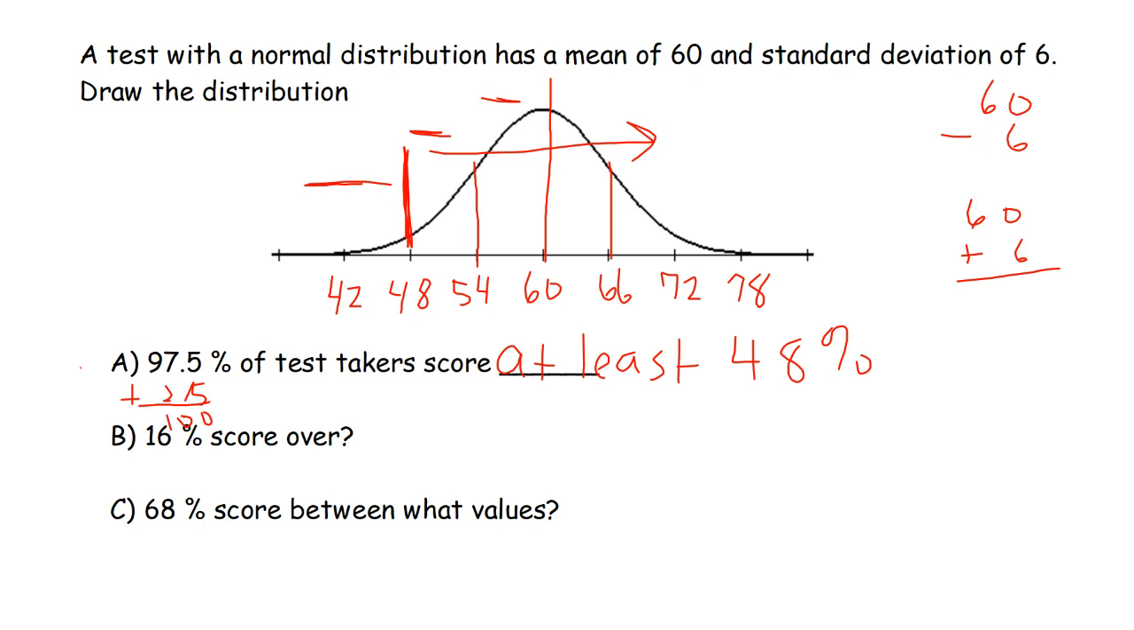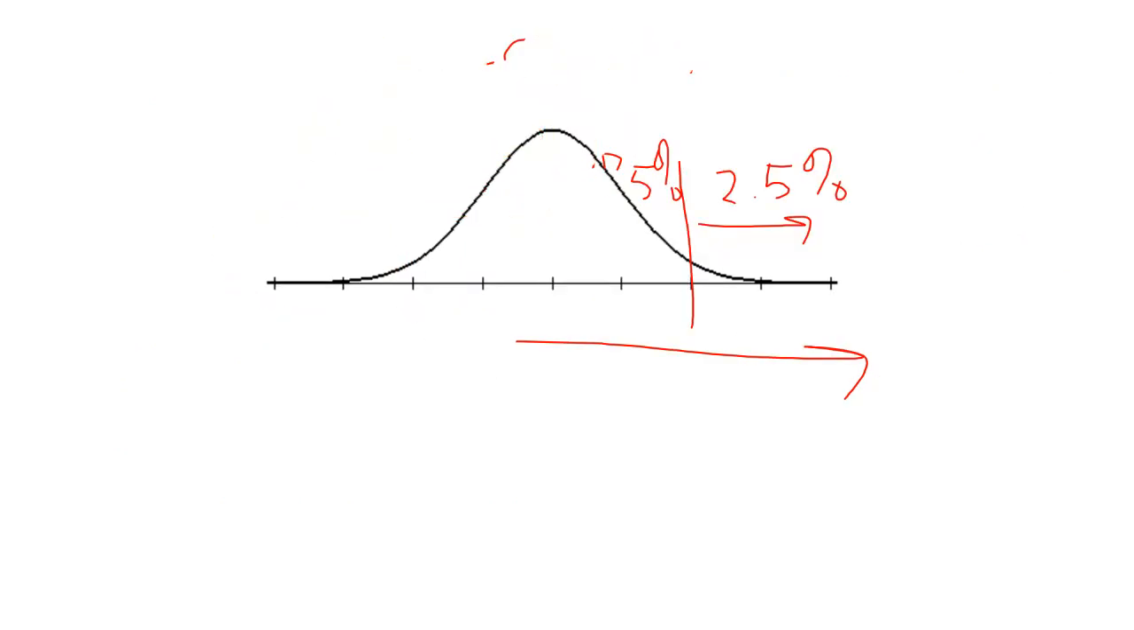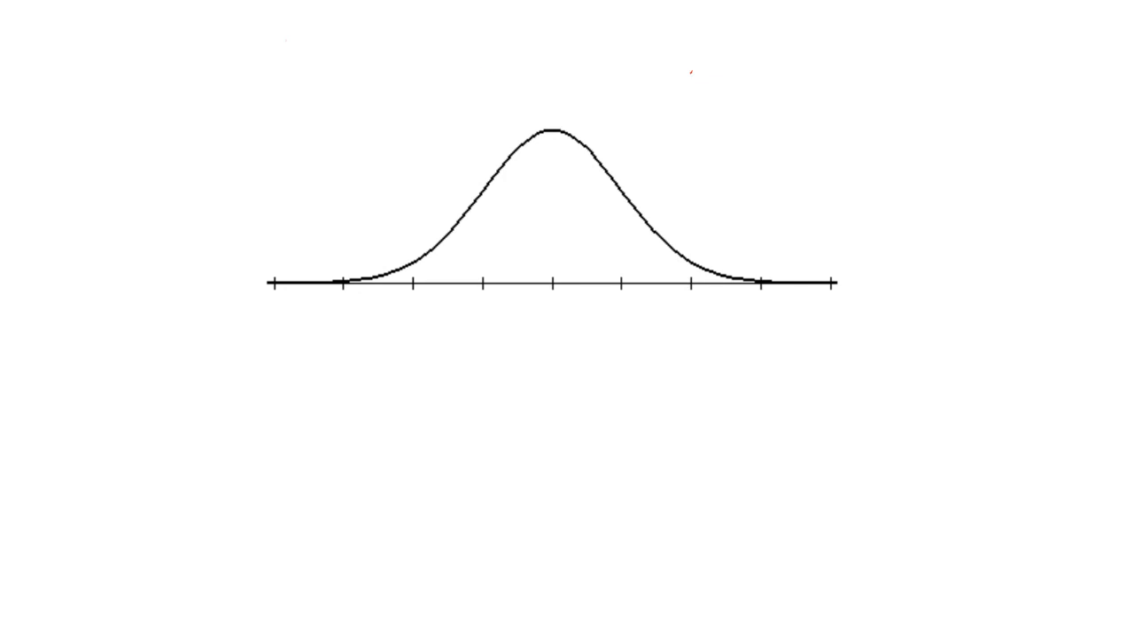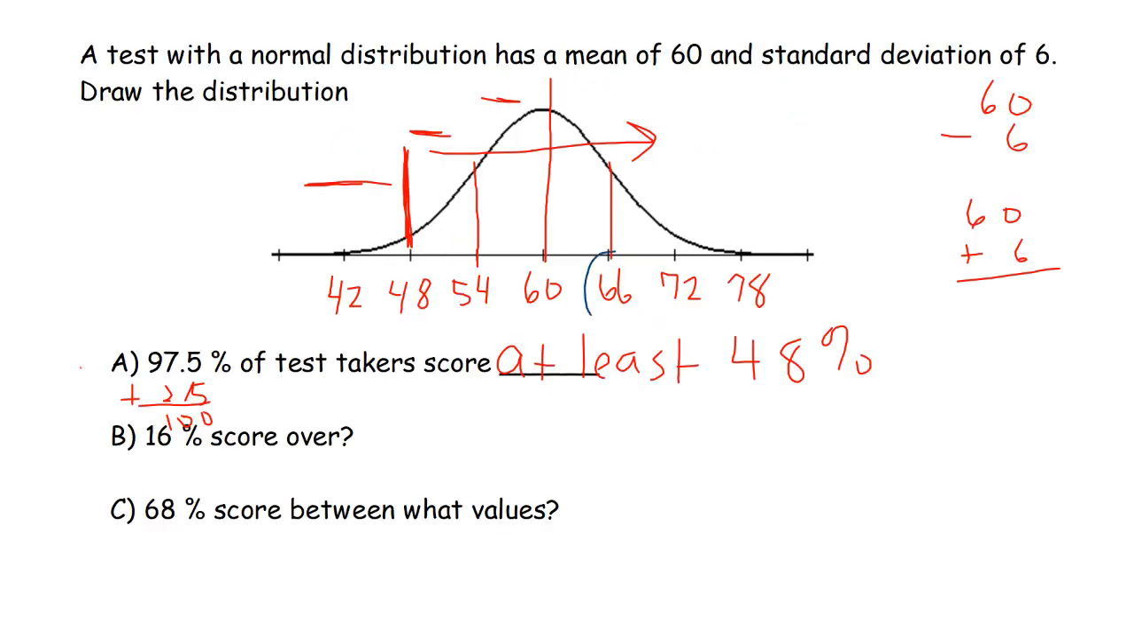All right, so B says 16%. Well, you remember when we did our distribution here, that was the 1 standard deviation, which was 68%. Above that was 16% and below that was 16%. So whatever that value is, 16% score at least that much or higher. 16% score higher than that. So what is that value? Well, right there, it's 66. So 16% score over 66.